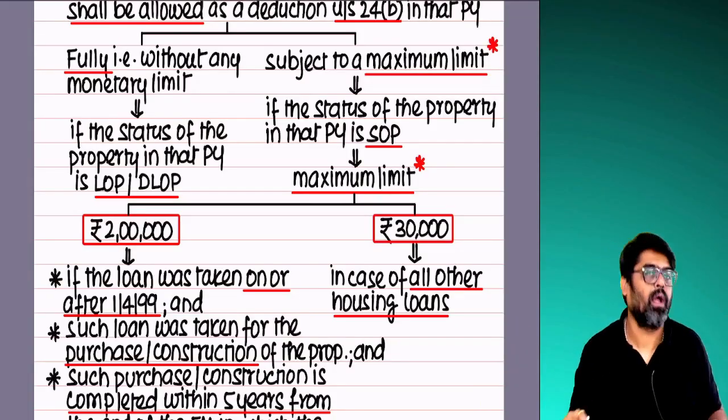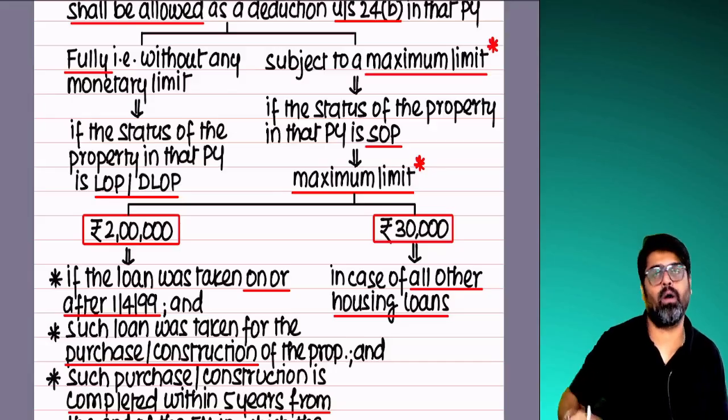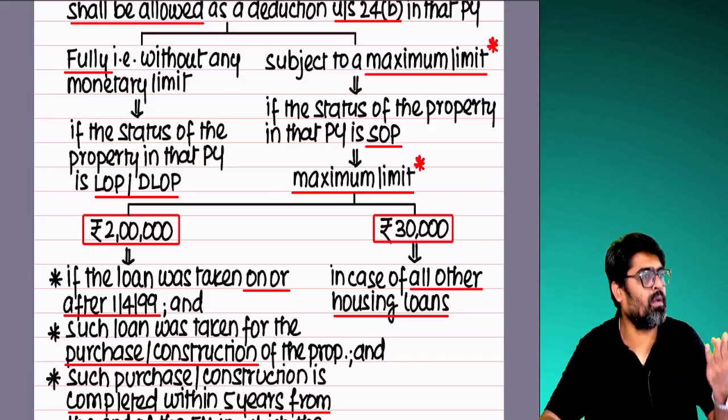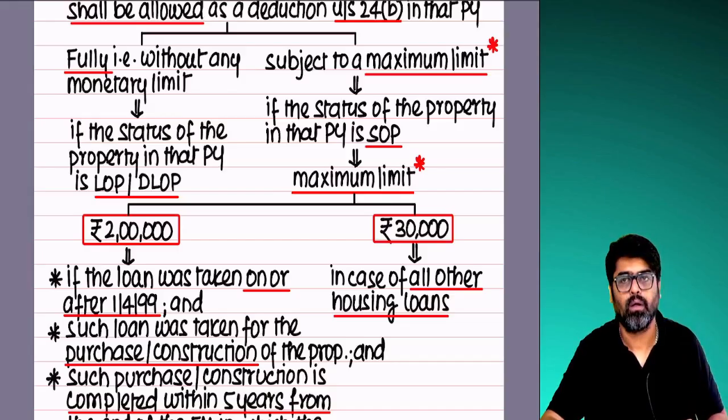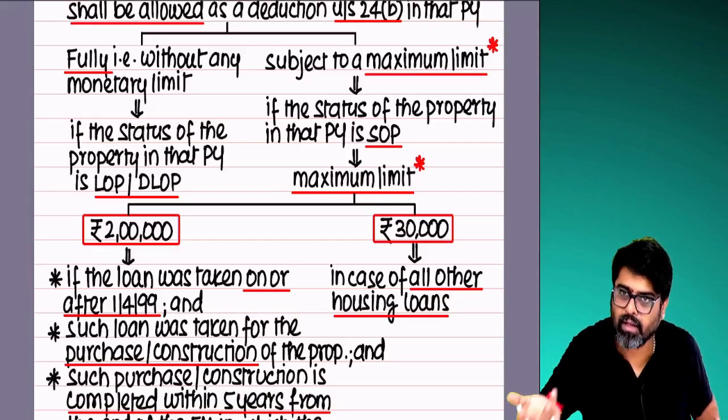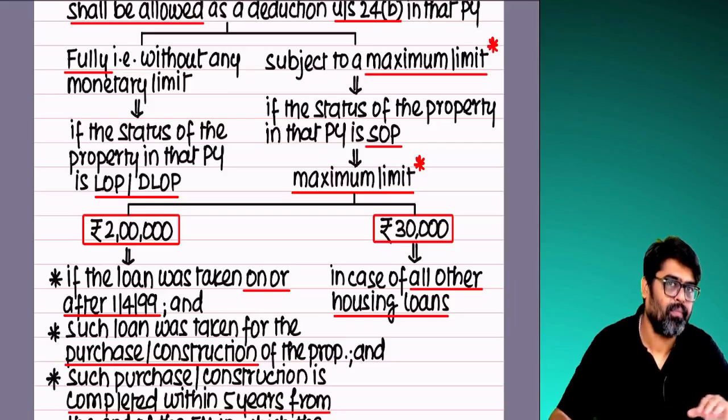Can the government say, no, last year the property was LOP, so this year also the property is LOP? What are you talking? Next year the property will be SOP. Now tell me, this year the property was?